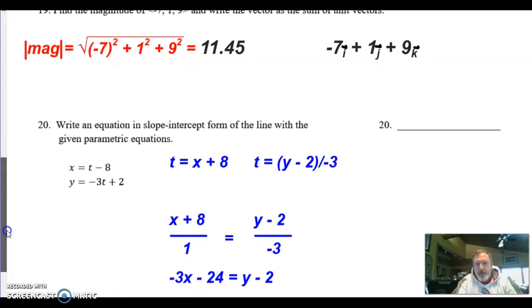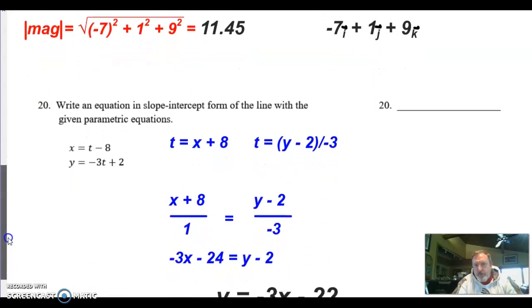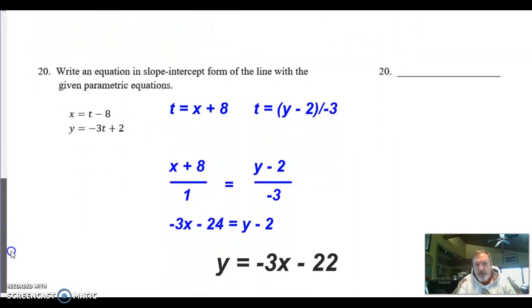And 20, write an equation in slope-intercept form given the parametrics. Solve each of these for t. So the first one, t equals x plus 8. Second one, t is y minus 2 divided by negative 3.